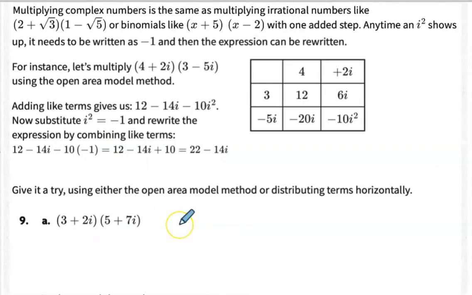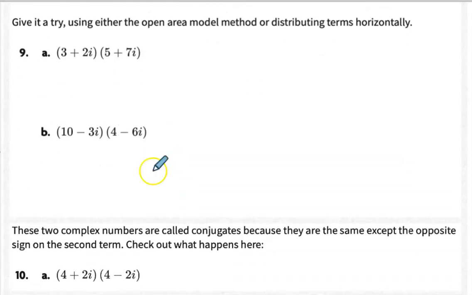All right, so that's adding and subtracting. Let's look at multiplying here. So multiplying is really just a lot of distributing. Some of you may choose to use the box. Some of you may just distribute. It's up to you. So let's jump right into an example. With number 9, I've got 3 plus 2i times 5 plus 7i. So I like to distribute here. I'm going to do 3 times 5 first to give me 15. Plus 3 times 7i. So 3 times 7 is 21, so this would be 21i.